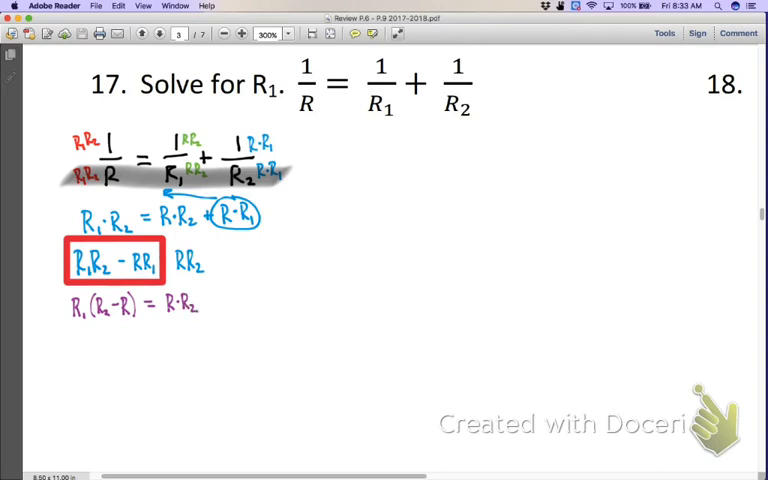So now how am I going to get r sub 1 by itself? Just divide by whatever's in the parenthesis, right? So I'm going to divide by r sub 2 minus r on both sides. So r sub 1 is equal to r times r sub 2 divided by r sub 2 minus r.